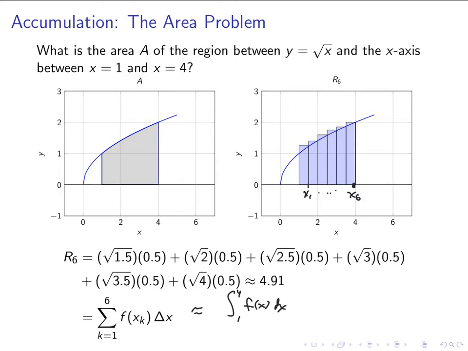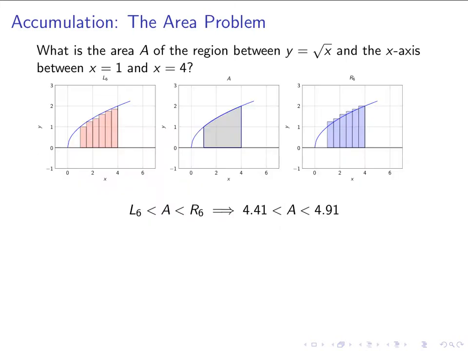Now you'll notice that these rectangles don't fit the curves all that well. The red rectangles were all pretty small, pretty far under the curve, and these are all sticking out pretty far. But these two estimates are not that far apart. The estimate with the pink rectangles was 4.41, and the estimate with the blue rectangles was 4.91. And I can see geometrically that the pink rectangles are smaller than they should be. They're smaller than the actual gray area. And the blue rectangles all stick up above the gray area. So I can conclude from that that the real area is somewhere in between these two things.